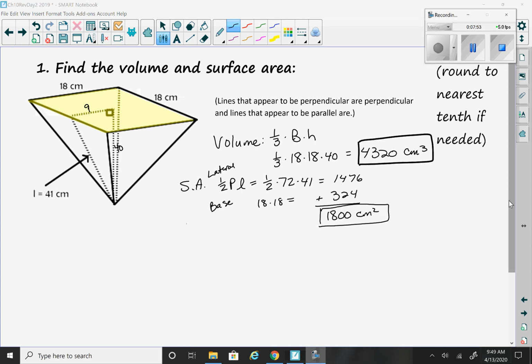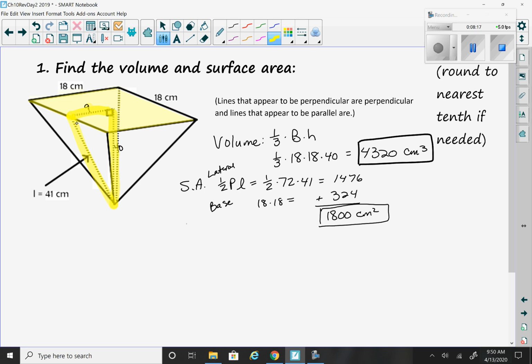Okay, so for my volume, 1/3 times the area of the base times the height. The base is a square, 18 times 18. For my height, we've got a right triangle here. If my hypotenuse is 41, this short leg is half of the side of that square, so half of 18 is 9. So this is actually a Pythagorean triple, 9, 40, 41.